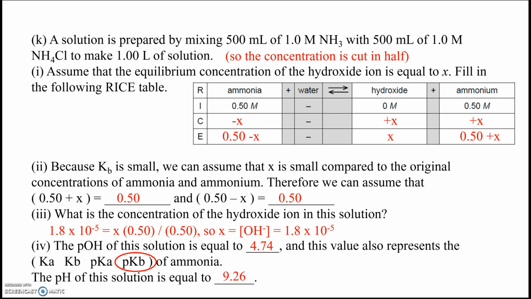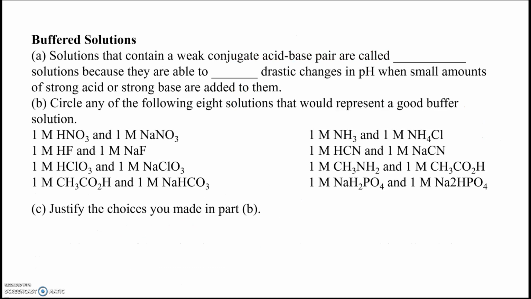It's just a little bit different application of the concepts that we've already gotten used to. All right, now we're going to talk about a buffered solution. A solution that contains a weak conjugate acid-base pair. It's called a buffered solution because they can resist a drastic change in pH. All right, now part B asks us to circle out of these 8 solutions which would represent a good buffer.